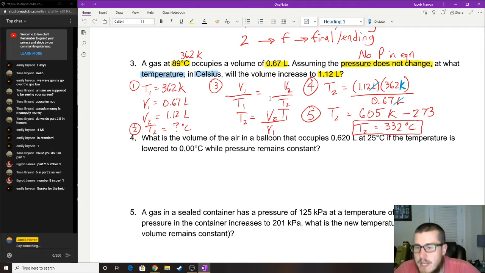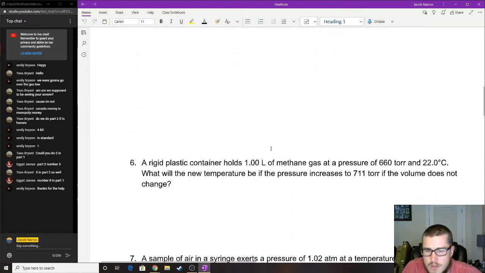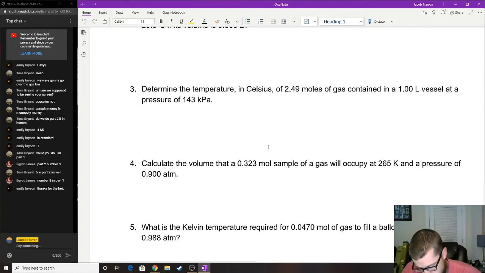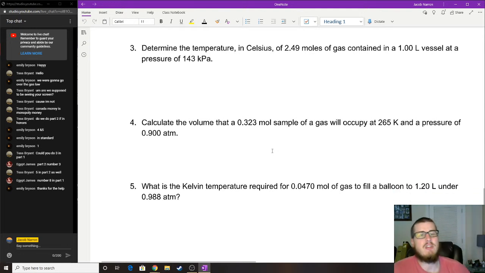All right, so next, looks like we're looking at part 2, number 3. If you guys do have questions, just be typing them. I'll get to them as soon as I can. So I'm going to look at part 2, number 3. Let's see. Here we go. Determine the temperature in Celsius of 2.49 moles of gas contained in a 1 liter vessel at a pressure of 143 kilopascals.